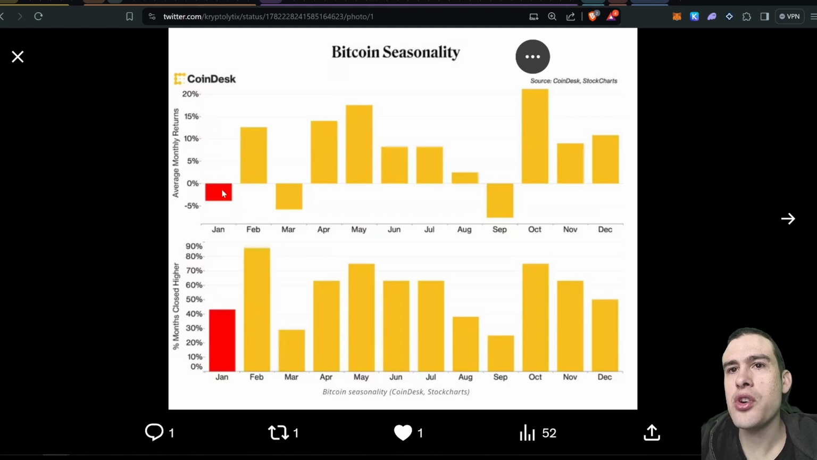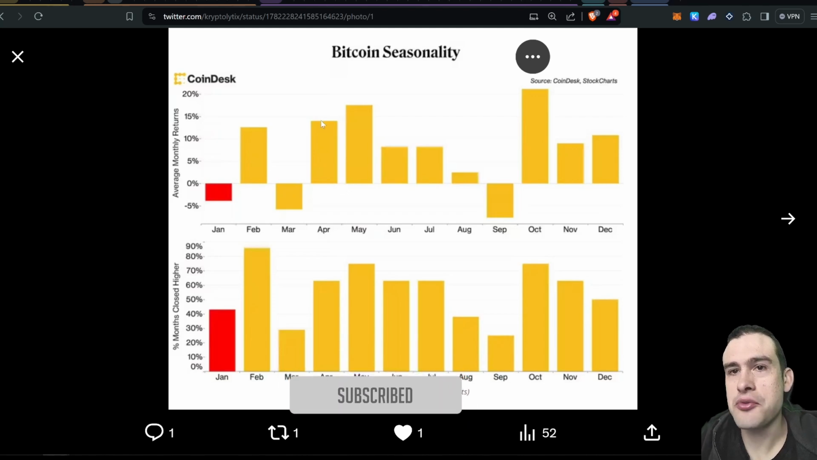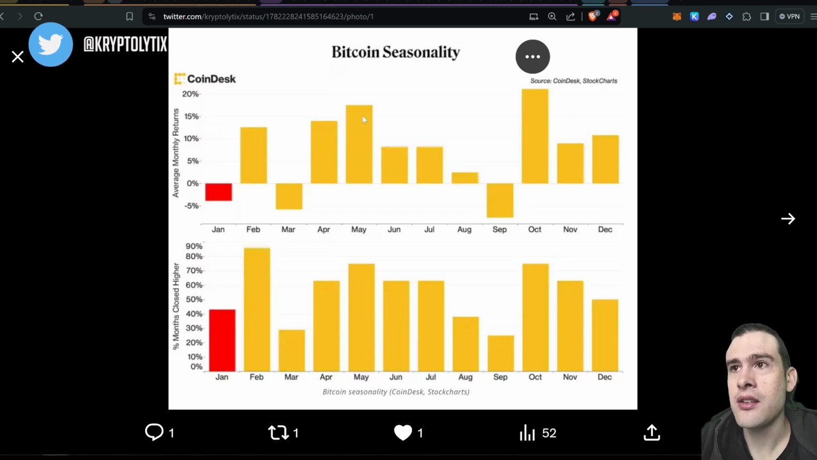So March, Jan was actually not a great month this year. Feb was very good. March, it did have a bit of drawdown from what I recall. April was really good. I mean, that's true, at least from the start of April until the end. And look at May. May is crazy. So if seasonality is anything to go by, then that's pretty good.